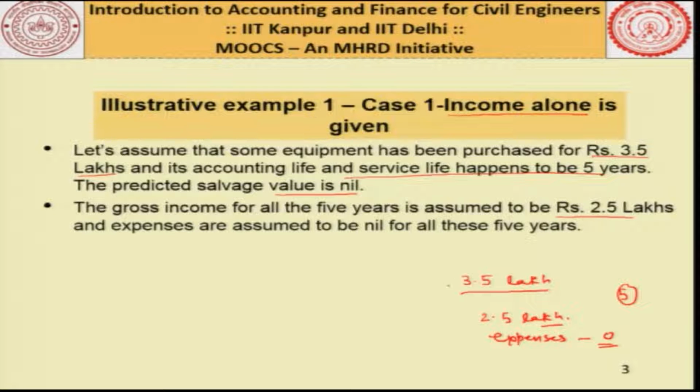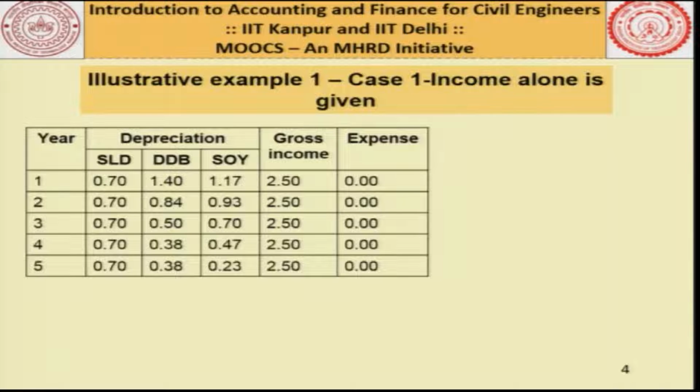If you calculate the depreciation using the straight line method, it is 3.5 lakh minus 0, because there is no salvage value, divided by 5 because life is 5. So you find 0.7 lakh every year is your depreciation using the straight line method. Using sum of years, it is going to be different. We will see what it will be. For your benefit, I have drawn this table, which gives the values of depreciation using all 3 methods.